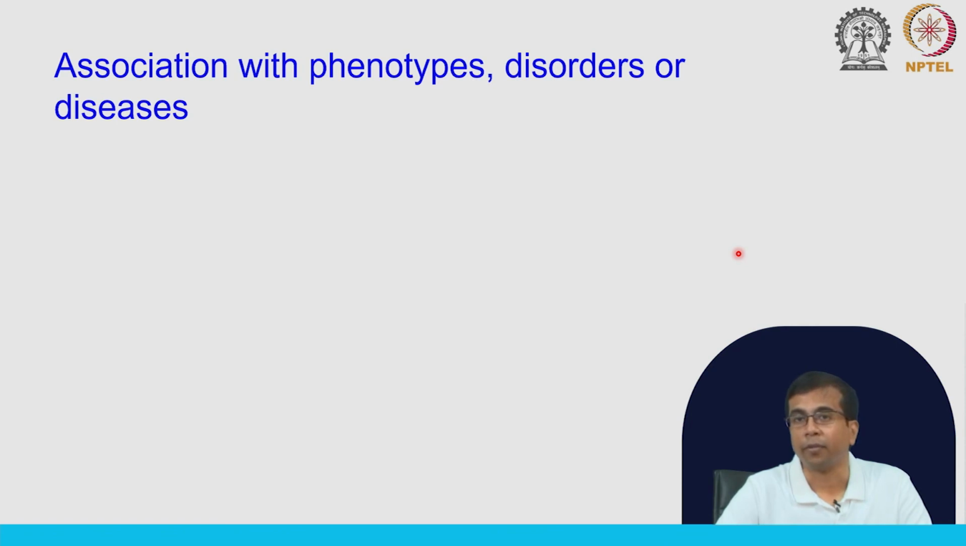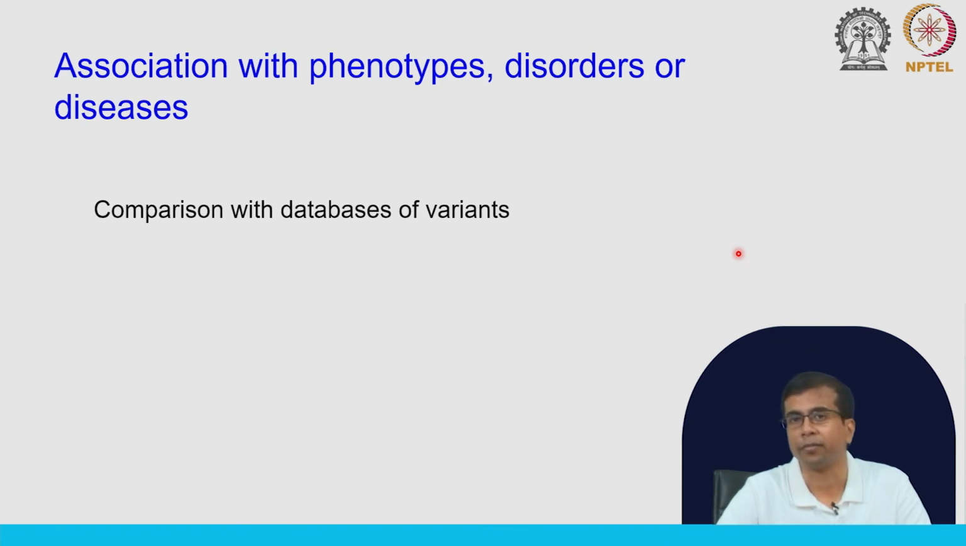Now, the second type of annotation that you can do is associate these variants with phenotypes, disorders, or diseases. How do we do that? This is very simple actually. Researchers have collected this data over many years from many patients, from many studies, and they have put them into databases. What we need to do simply is to analyze whether the variant that we have found is present in these databases of variants.